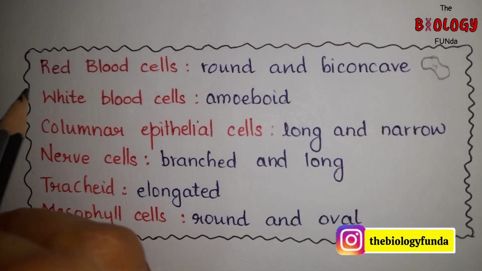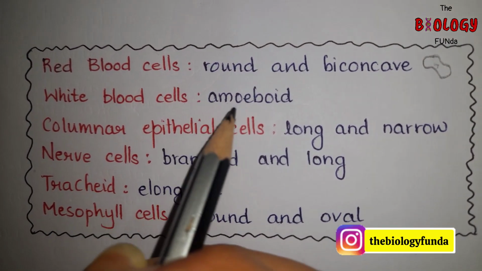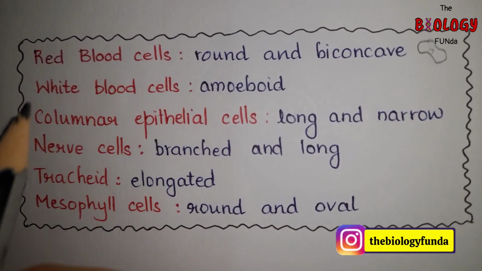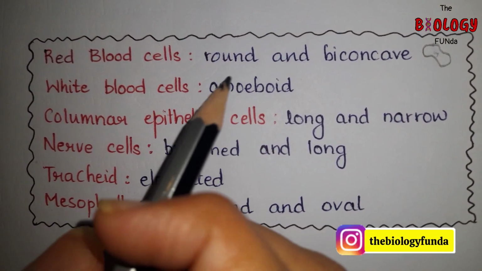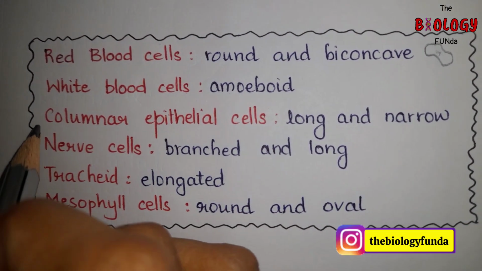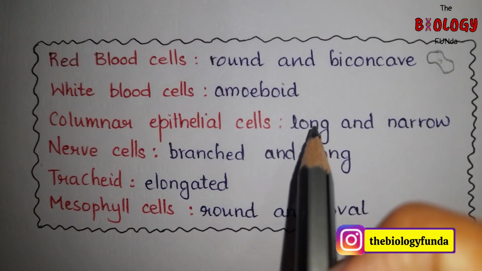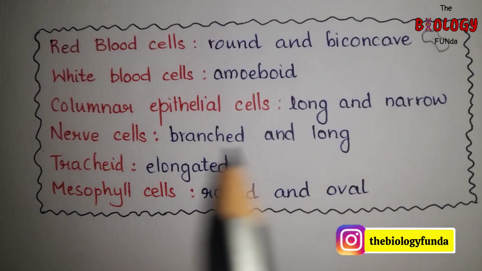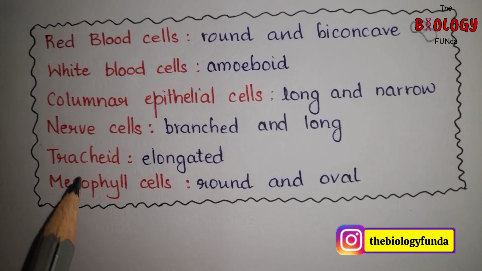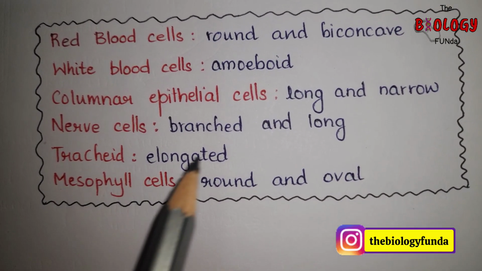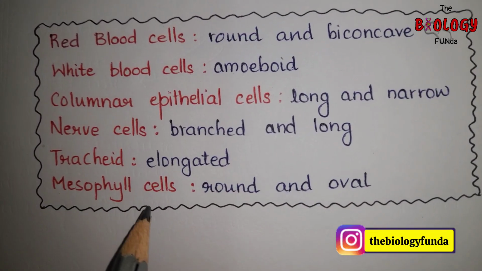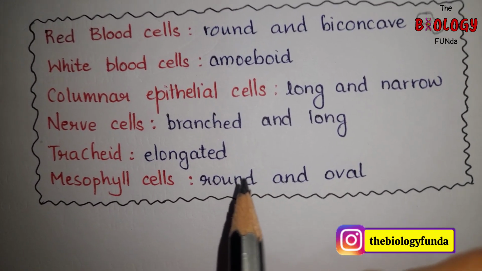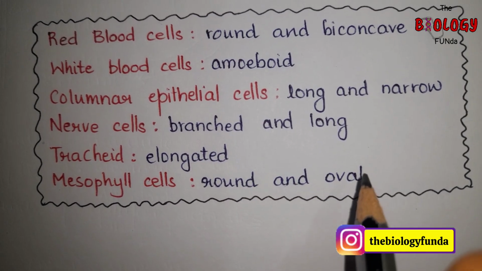White blood cells are amoeboid. They are irregular, so they are said to be amoeboid. Columnar epithelial cells are long and narrow. Nerve cells are branched and long. Tracheids, which are plant cells or tissue, are elongated. Mesophyll cells, which are found in the leaf, are round and oval.